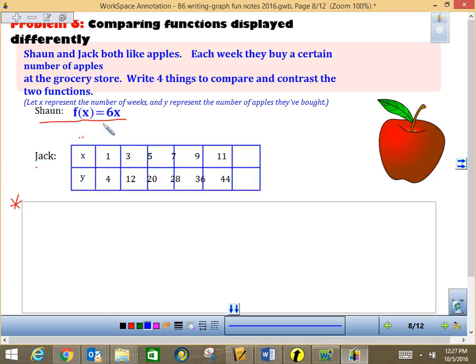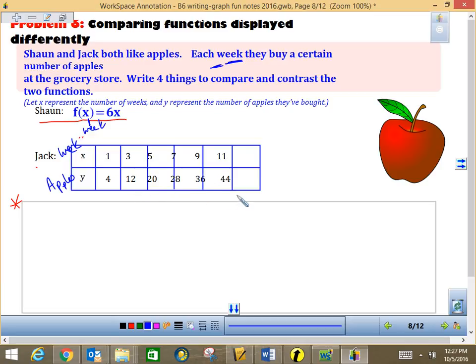So we know that they're getting apples. Sean's equation is f of x is equal to 6x. Jack has, and we're going to think about this as weeks, and these are his apples, because up here it says each week they buy a certain number of apples. So W or X is our week, if we're thinking about this in our equation, with function notation. Week 1, he has 4. Week 3, 12. Week 5, 20. Week 7, 28. Can we tell what the constant rate of change is?